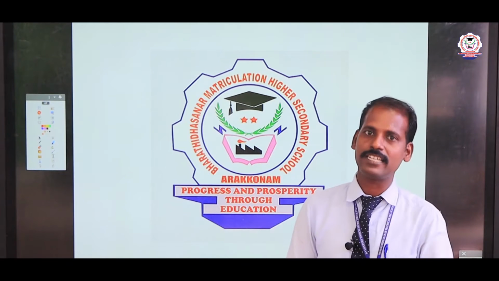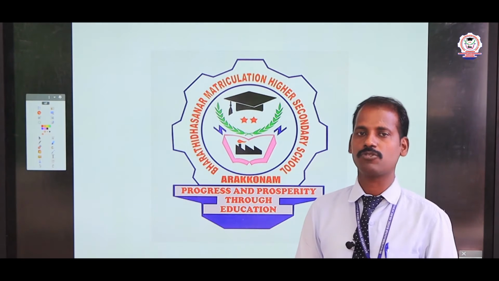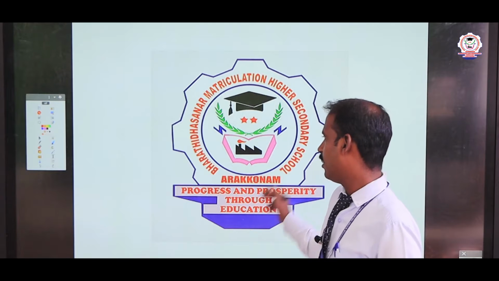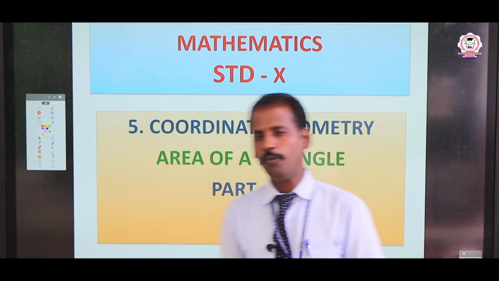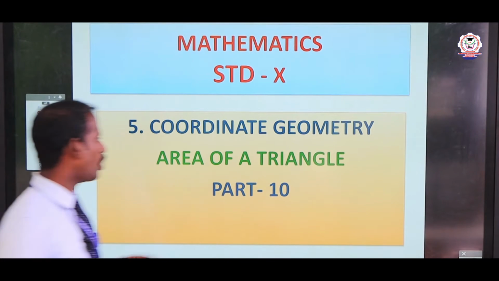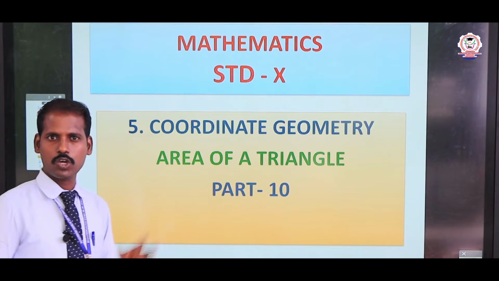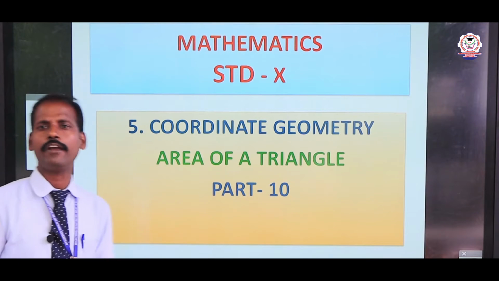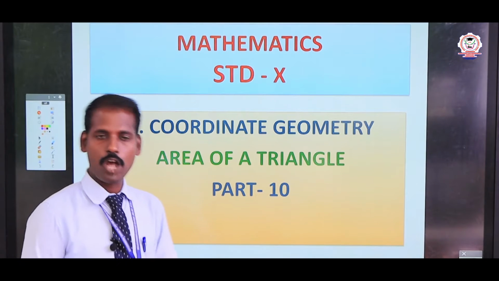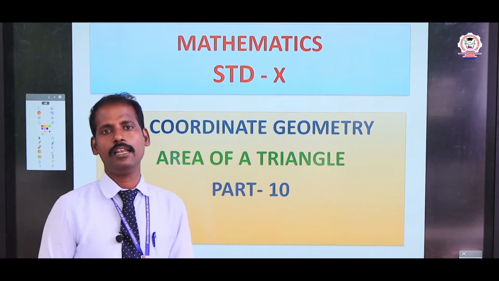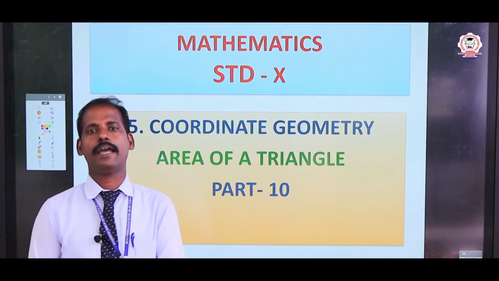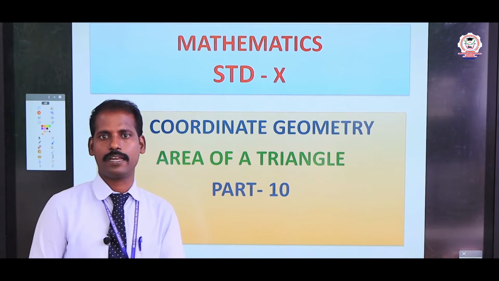I am going to teach 10th standard mathematics, the 5th chapter, coordinate geometry. Now, you see the topic is area of triangle. What is the concept of area of triangles? How to find area of triangle? So already we know that area of triangle equals 1 by 2 base into height square units. That is the area of triangles.